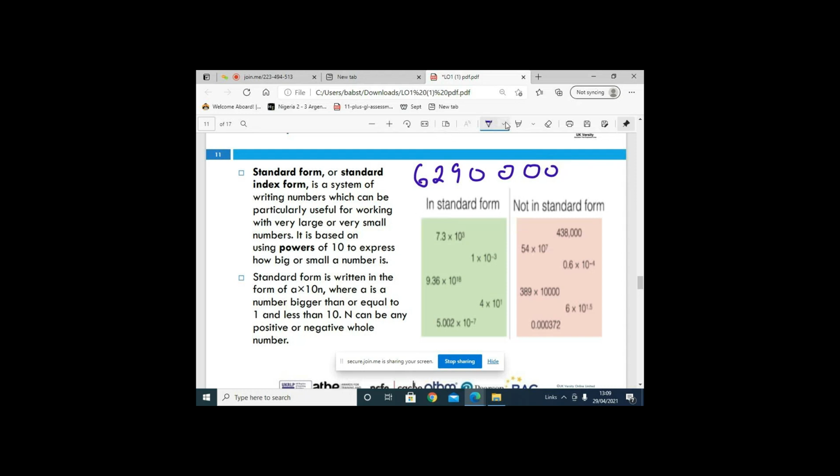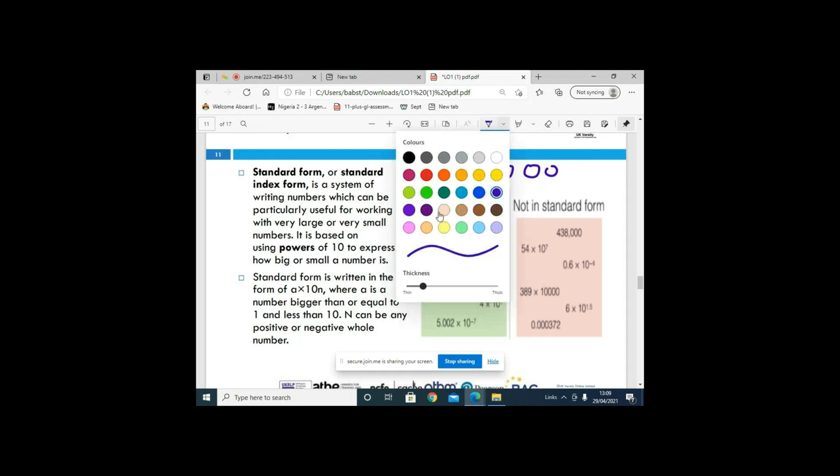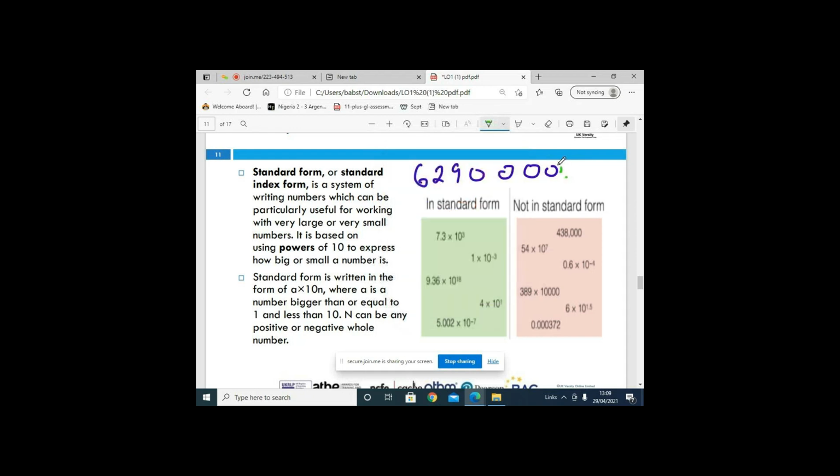So, let me see. 1, 2, 3, 4, 5, 6. Yeah. So it's going to be what? 6.29 times 10 to the power of what? Of 6, isn't it? Yes. Yeah, that's it.